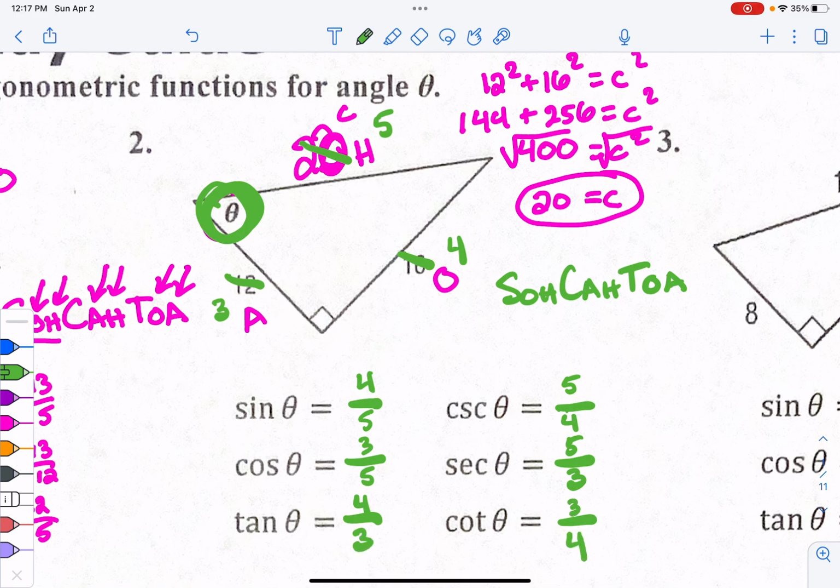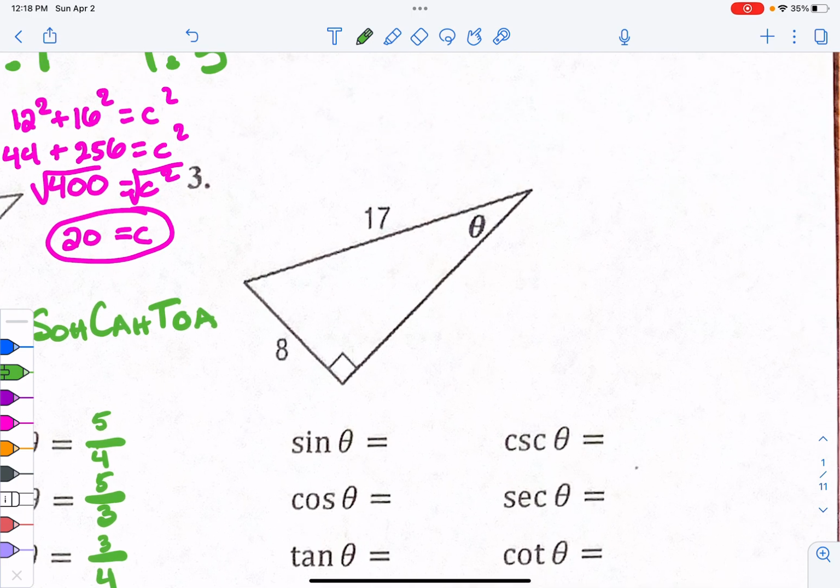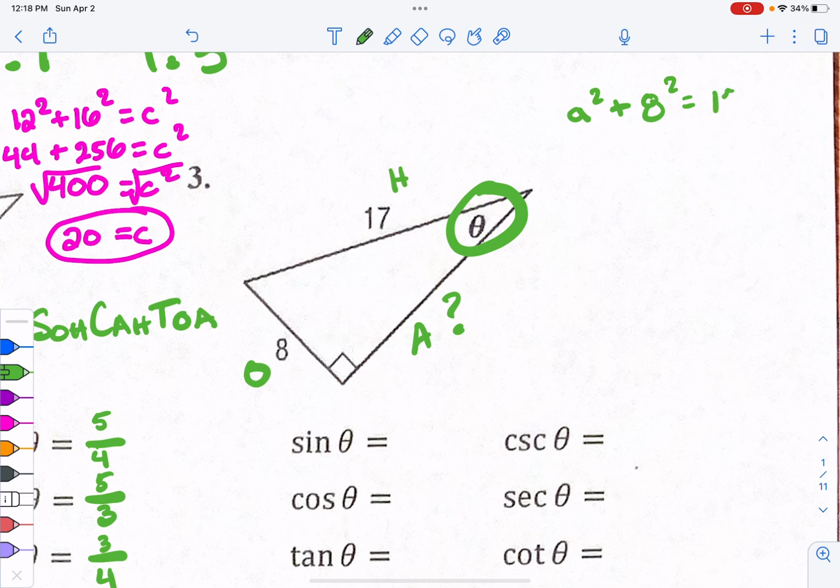So there you go. Reducing them up here will help to not have to reduce them down there. So that's just kind of a little tidbit. Number 3. All right, here's my angle. I know that 8 is the opposite, 17 is the hypotenuse, so this is the adjacent side, and we don't know what it is, so let's do a squared plus b squared equals c squared. I'm going to say A is the one that we don't know, B we'll call 8, and then C has to be 17, because that's the hypotenuse.